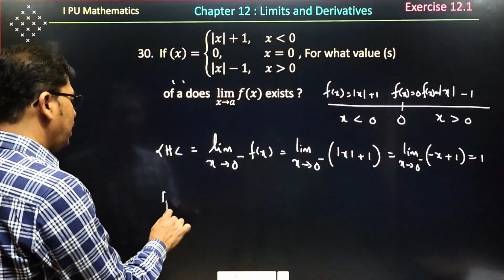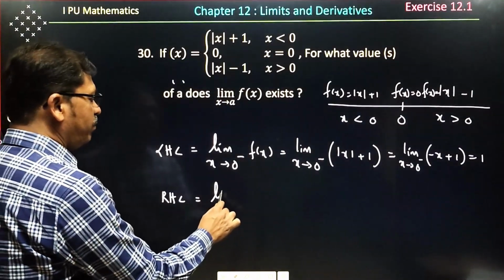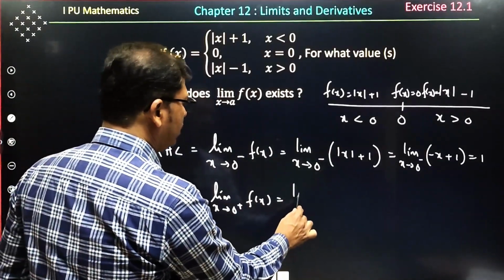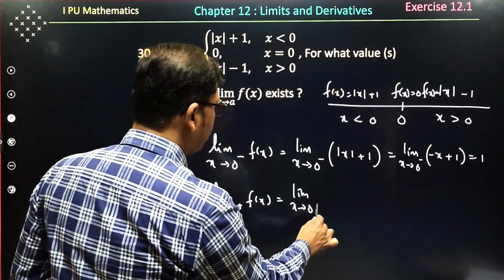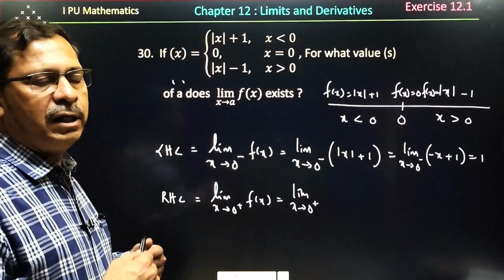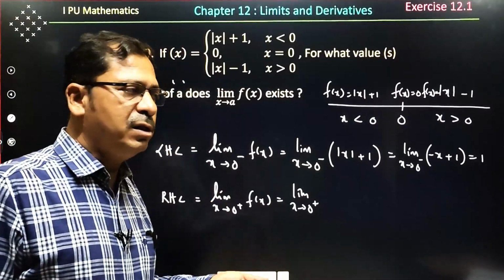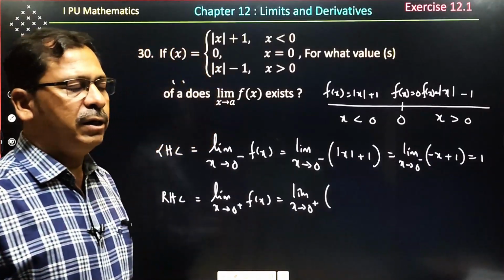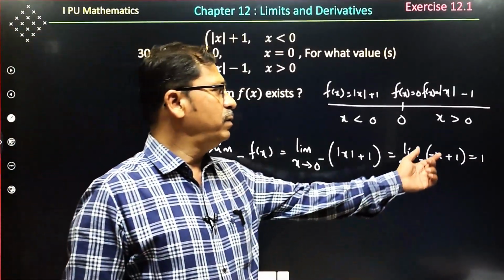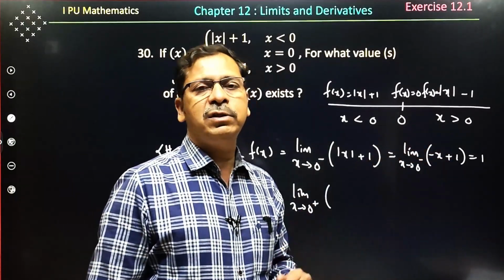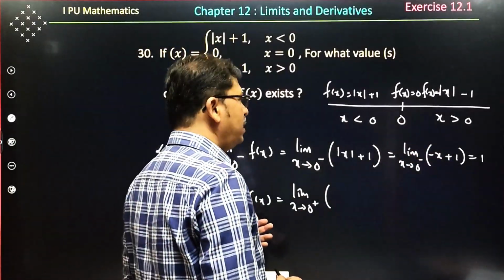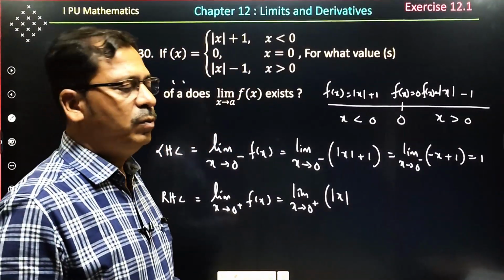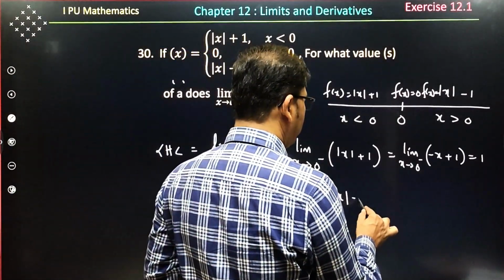Now let me calculate the right hand limit. The right hand limit is the limit as x tends to 0 plus of f(x). x tends to 0 plus means x is greater than 0. When x is greater than 0, how is the function defined? Can you tell me, anybody? f(x) can be replaced by what? Mod x plus 1 or mod x minus 1? Mod x minus 1 here.